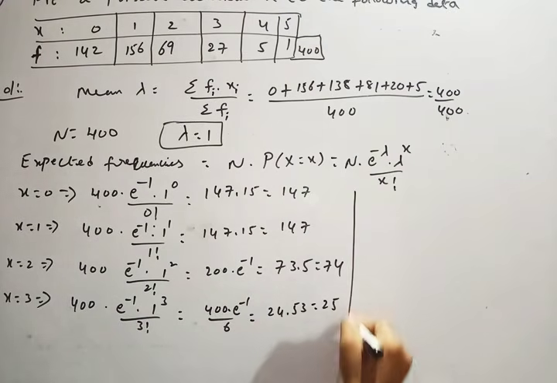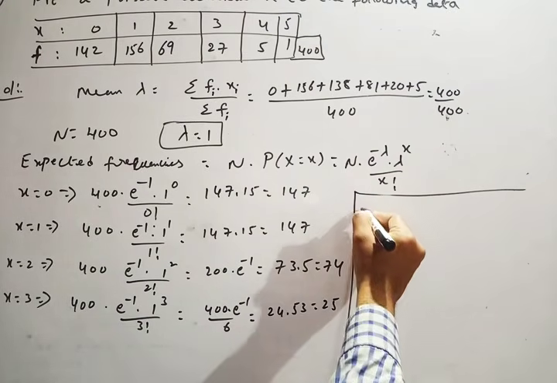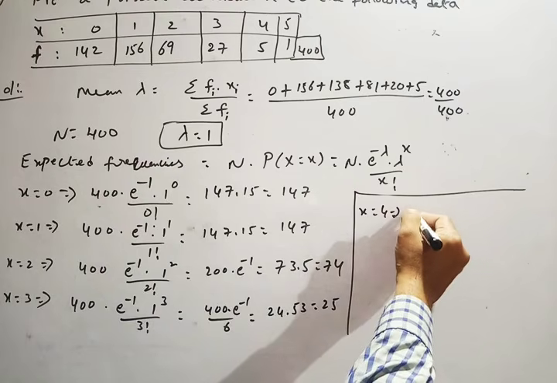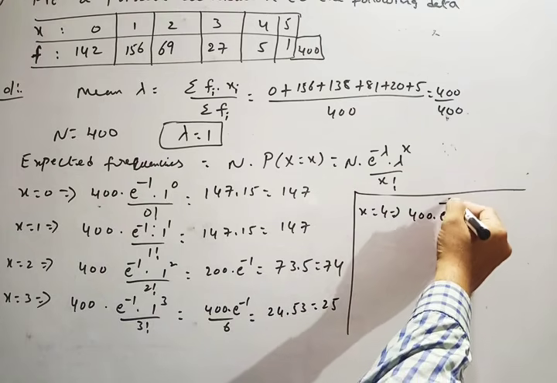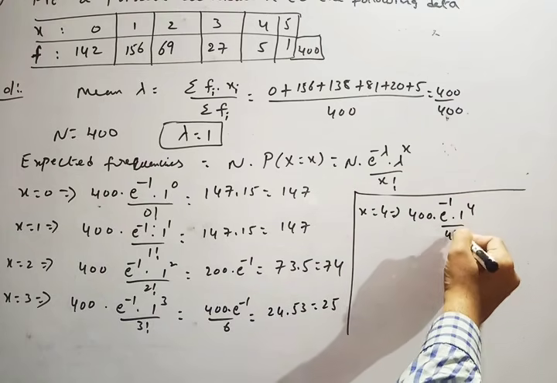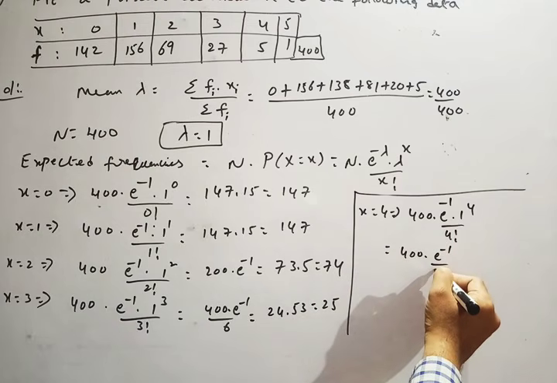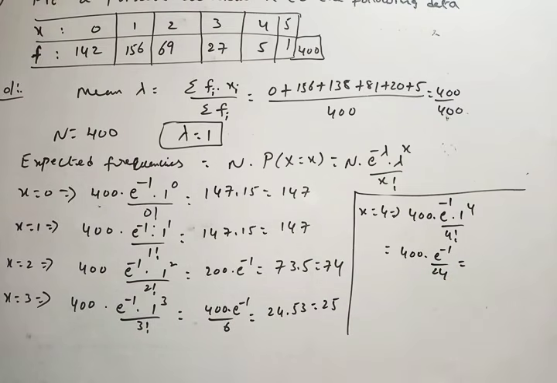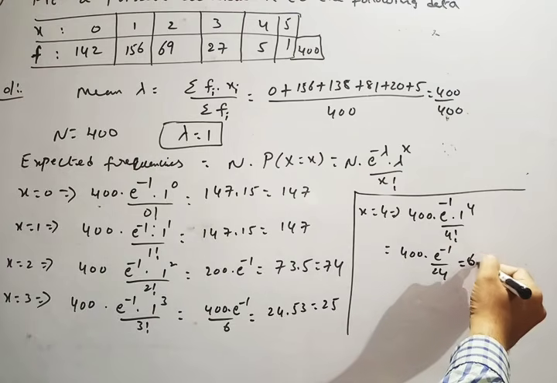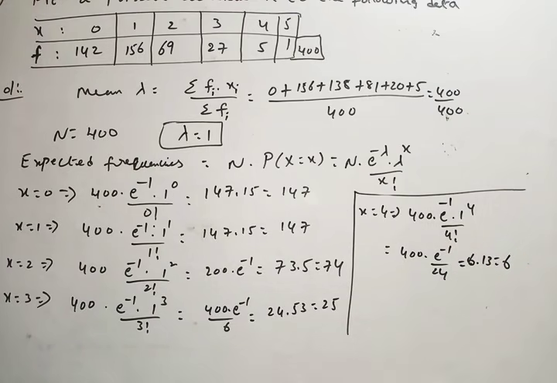Next, the other two values we will solve here. For x is equal to 4: 400 into e power minus 1, 1 power 4 by 4 factorial. So 400 into e power minus 1 by 24. Using calculator I am getting 6.13, which is nothing but 6.